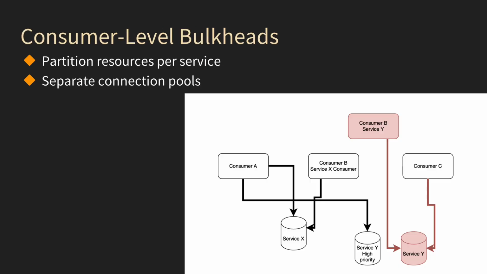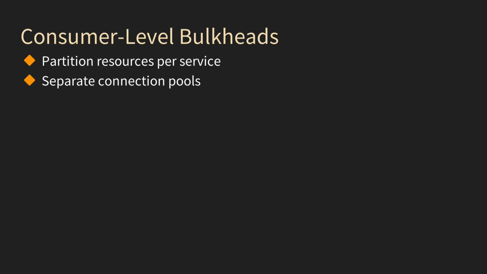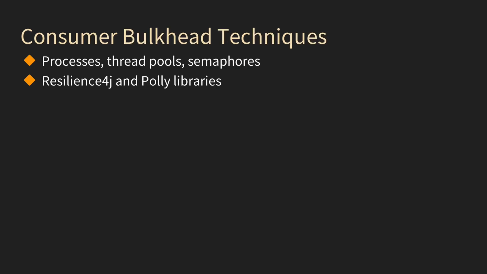Consumers can partition resources when interacting with multiple services. Allocate a separate connection pool for each service. Failure only affects one pool. Other techniques include processes, thread pools, and semaphores. Libraries like Resilience4J and Polly help implement consumer bulkheads.